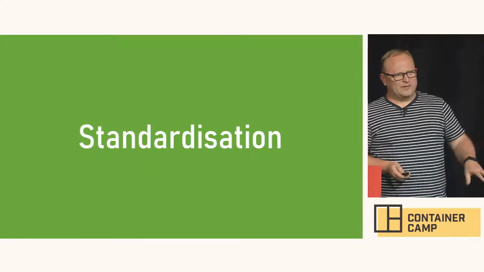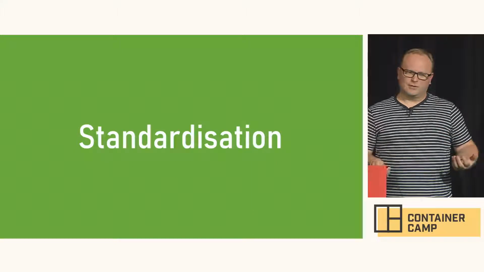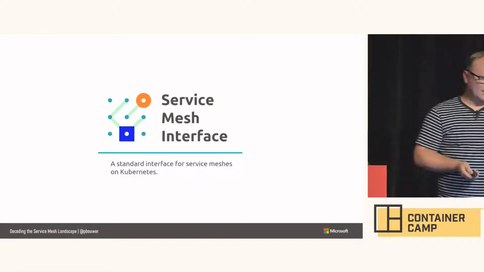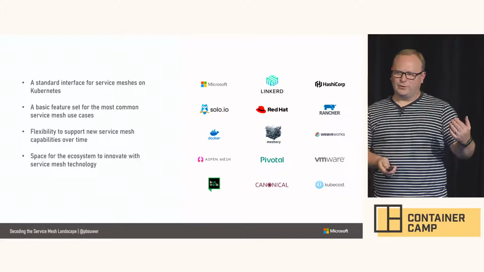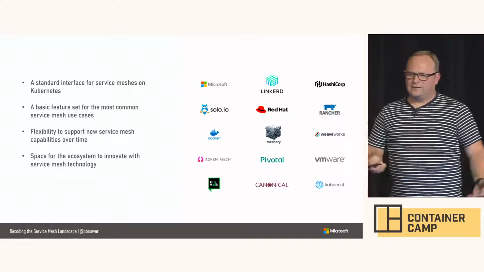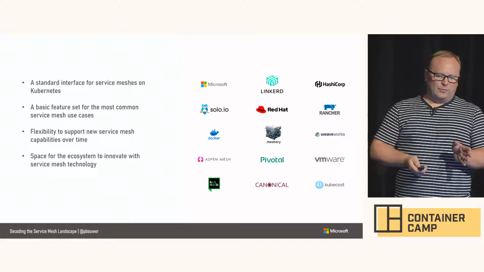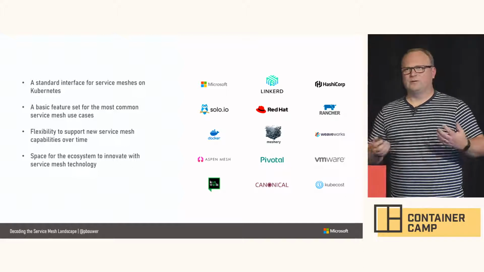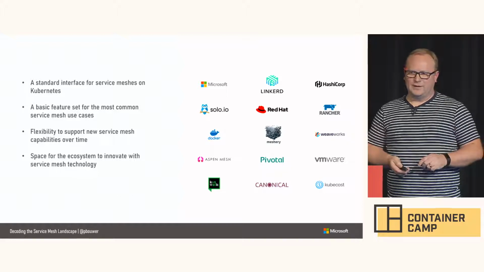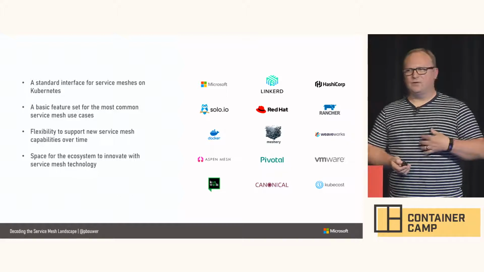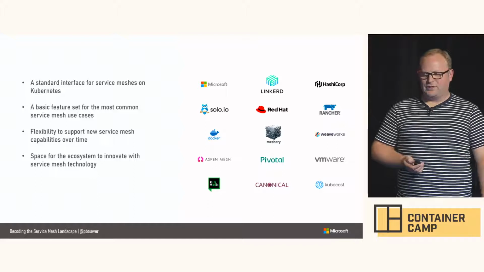Now, we've talked about all the differences. There's also been some work going on at the moment to standardize what a mesh looks like. And this is the Service Mesh Interface. So this is a standard interface. It's really early days at the moment. It's a basic feature set. It's flexible. And the bottom thing, space for the ecosystem to innovate. So all the people on the right there are all the partners who worked together to knock out the first cut of SMI. It's an open source project, specs open source. If you want to contribute, if you have strong opinions about what should be in the specification, reach out and contribute.